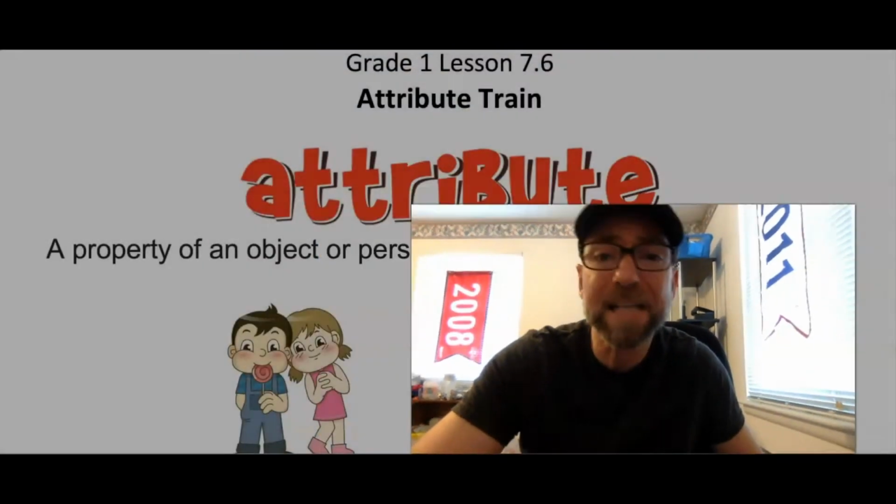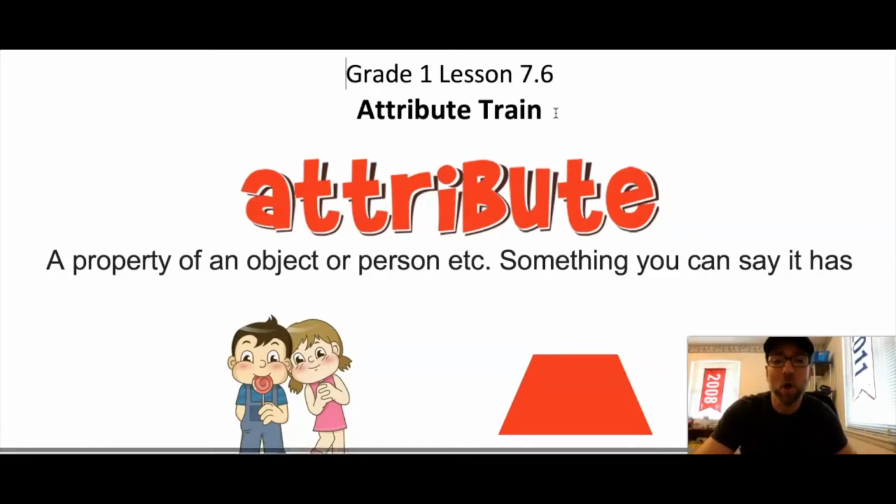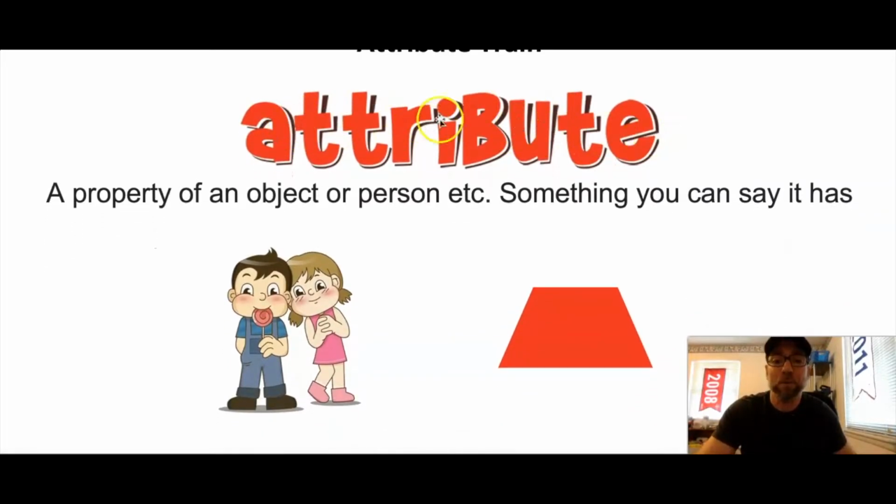So we're going to have to be looking at some attributes of shapes. So let's get started as I shrink myself to the corner. We are going to be doing grade 1, lesson 7.6, and it's called the attribute train. Now remember, you just learned about all those attributes of my Lego dogs. An attribute is a property of an object or a person. It's something that you can say it has.